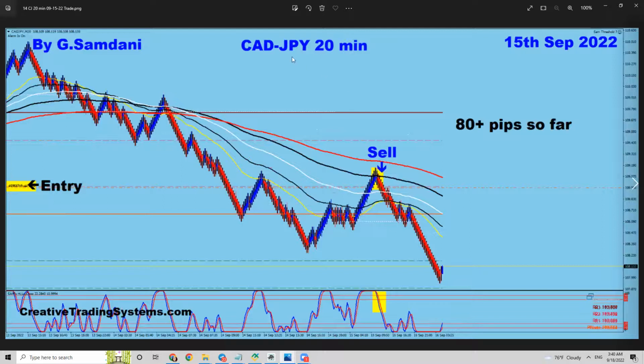And here, CAD yen on the 15th, now the game starts again. Every day, every pair has a daily range, right? So every day that pair moves that range.